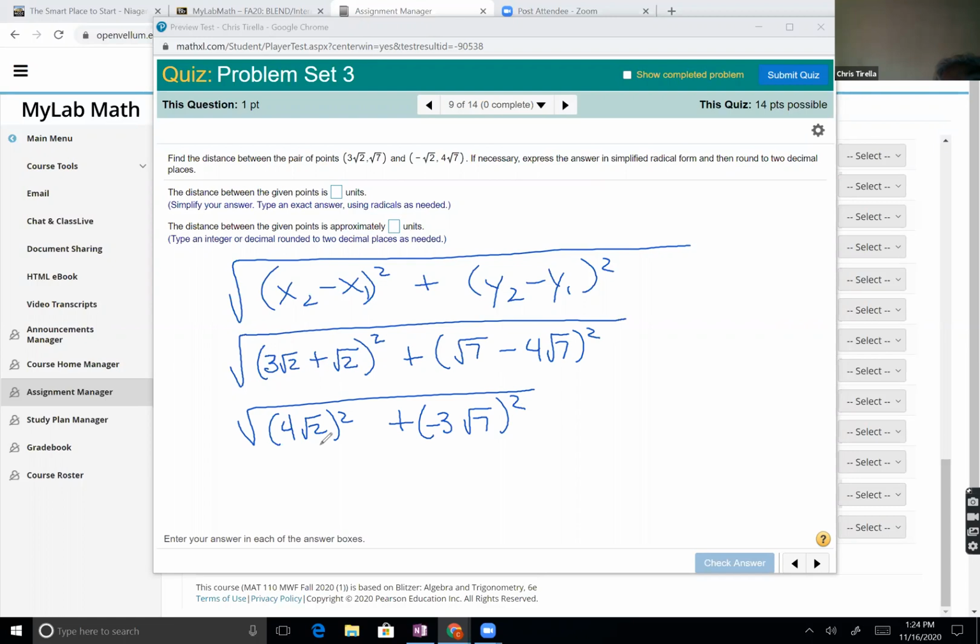4 squared is 16. Radical 2 squared is 2. So that's 16 times 2 or 32. Negative 3 squared is 9. Radical 7 squared is 7. 9 times 7 is 63. And so that gives me the square root of 95.